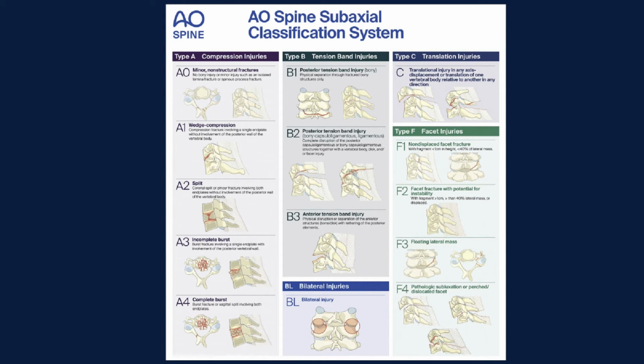The AO Spine subaxial classification system basically organizes its injuries into three major categories: compression, tension band, and translation injury. And then there are two other major categories, including facet injuries and bilateral injuries. No bony injury or minor injury, such as an isolated lamina fracture or spinous process fracture, occurs in this classification, and unilateral facet injury can be classified as minor and therefore managed conservatively if the fragment is less than 1 centimeter and less than 40% of the lateral mass.